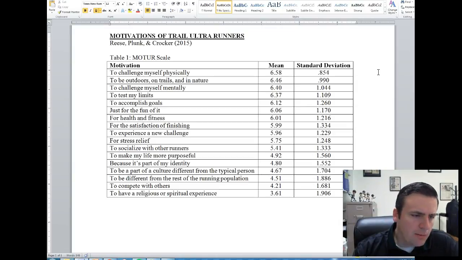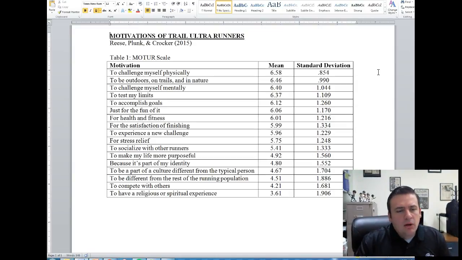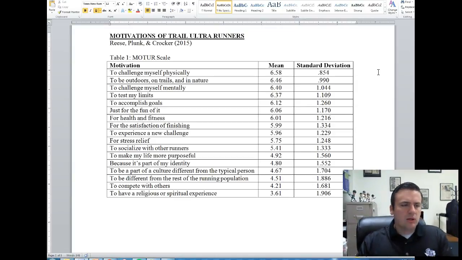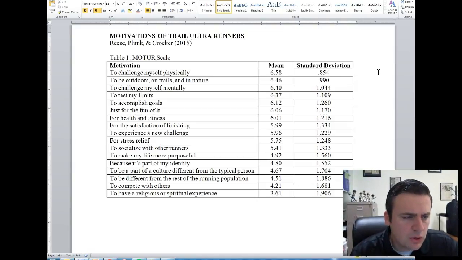And so while the MOMS scale, the Motivation of Marathoners scale, is important to understand, we know that people that go beyond the distance of a marathon and don't run on roads, they run outside, may have different reasons for running. And so we collected this data to try to determine the different motivations of why people do things. So first of all is, do they do it to challenge themselves physically? The answer is yes. We see it ranked from high to low.